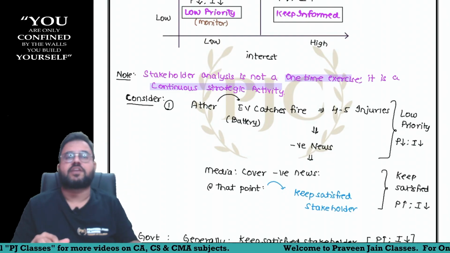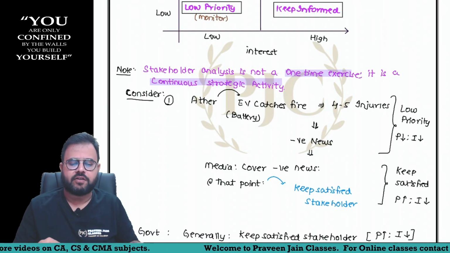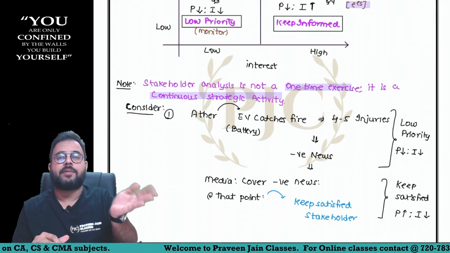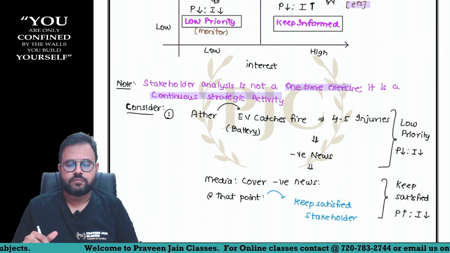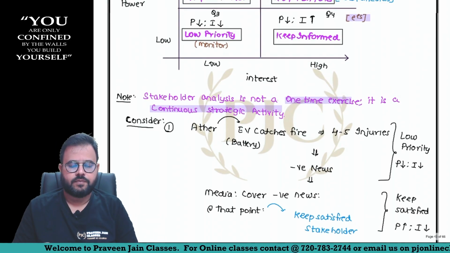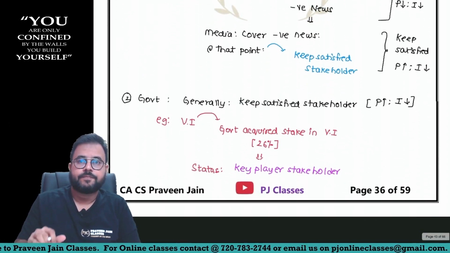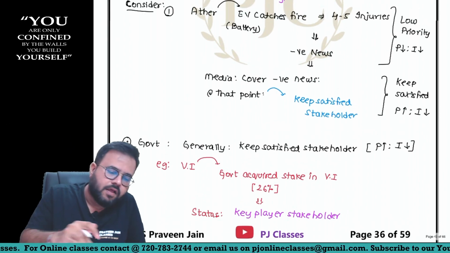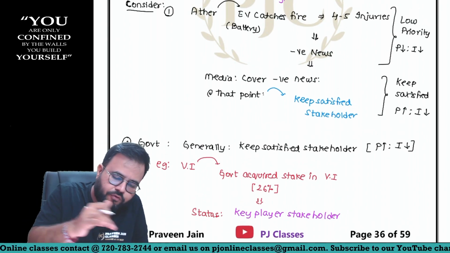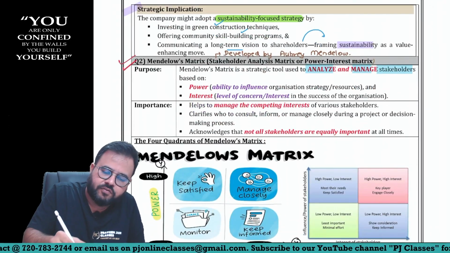Regular monitoring is required because the stakeholder's quadrant may keep on changing. From Q2 he may come to Q1. Then Raja, okay, sir. With this we conclude this particular answer. Now if you can read, you can conclude this, sir. So look, the answer is very simple.